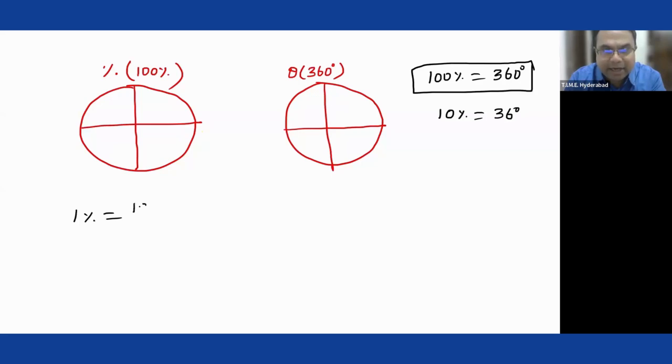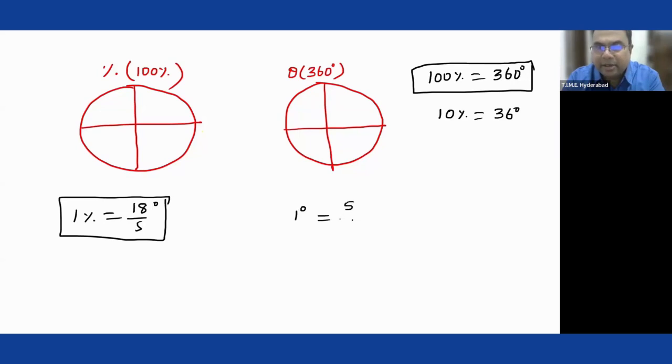1% is equal to 36 by 10, which is 3.6, but I'll put it like this: 18 by 5 degrees. And 1 degree is 10 by 36, which is 5 by 18 percentage. These are conversion factors. If you want to convert percentage into degrees, multiply by 18 by 5; degrees into percentage, multiply by 5 by 18. It is similar to kilometer per hour and meter per second. Kilometer per hour into meter per second is 5 by 18, and meter per second into kilometer per hour conversion in time and distance is 18 by 5.